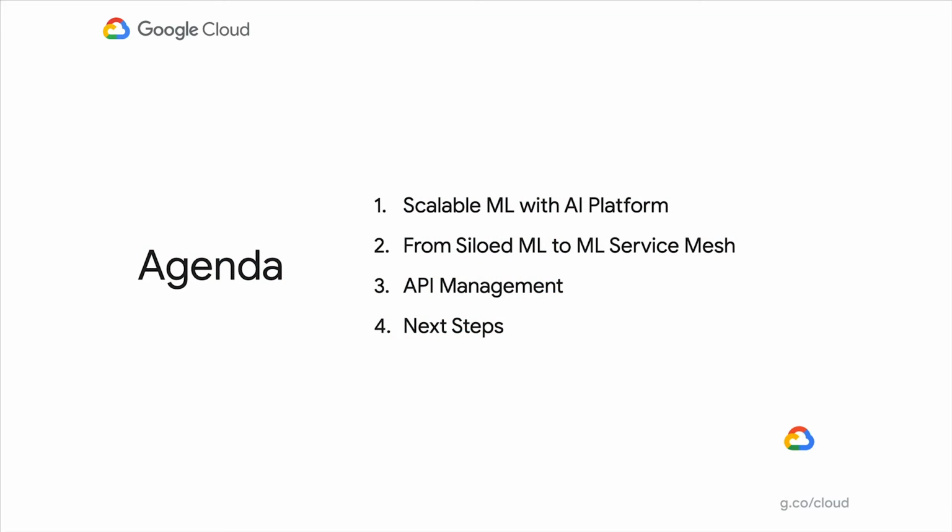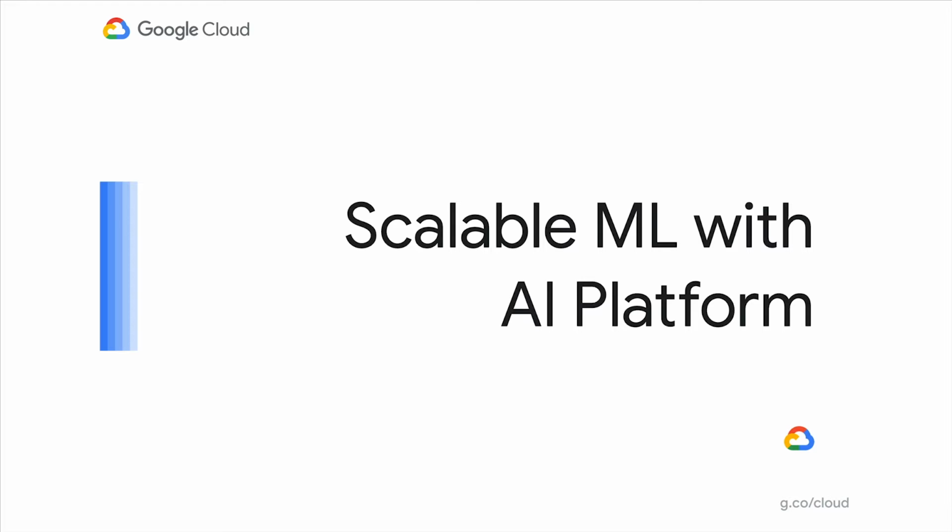In this session, we'd like to cover these topics. First, I'd like to discuss how you can build a scalable machine learning production system with Google Cloud's AI Platform. Then I will discuss the second problem, called siloed ML, and how you can solve that by using ML service mesh. In the latter part of this session, Rakesh will discuss API management and how it can help build ML service mesh.